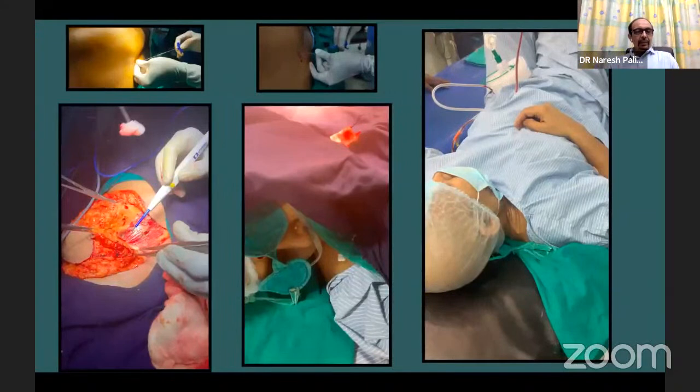This is again MRM being done. Epidural is placed at T4-5, and spinal was not possible with midline approach, so it was given with paramedian approach.